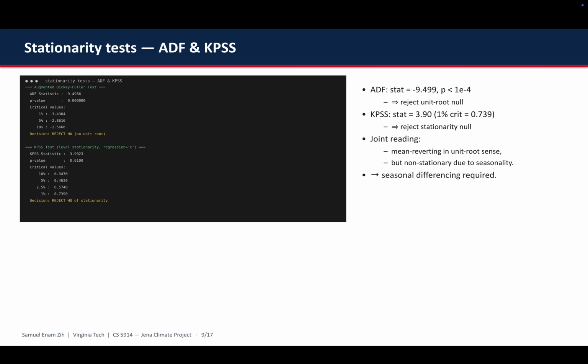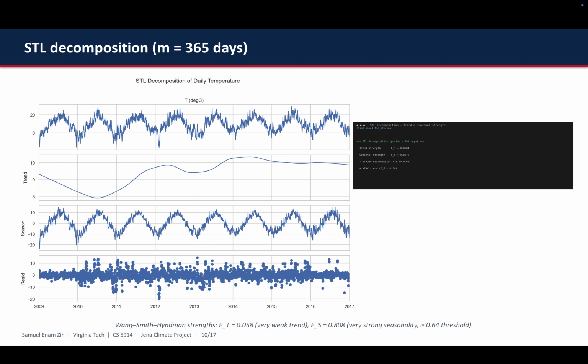STL decomposition. STL decomposes the daily average series into trend, seasonal, and remainder. The trend panel shows a very gentle drift between roughly 8 and 10.5 degrees over 8 years. The seasonal panel shows the dominant annual cycle. The residuals are comparatively small.